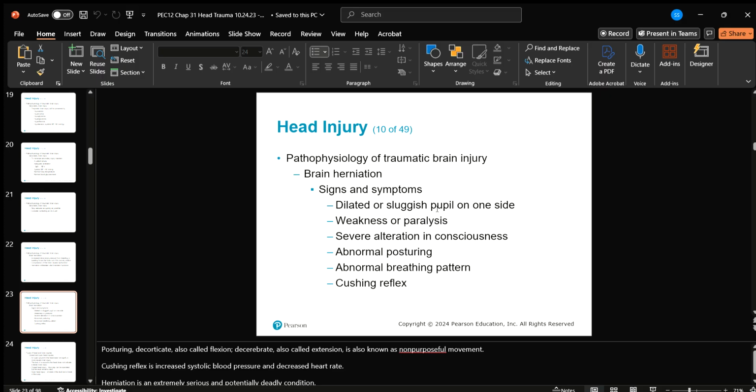Dilated or sluggish pupils on one side, okay, weakness or paralysis, severe alteration of consciousness, abnormal posturing. What are the two postures that we may see with brain herniation? Oh, yeah, it starts with D.